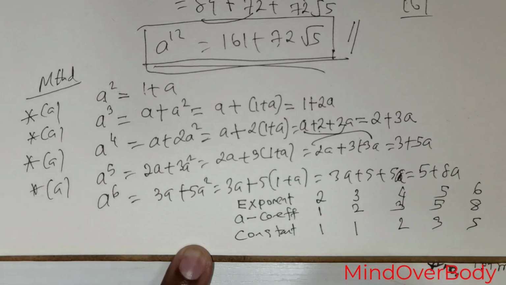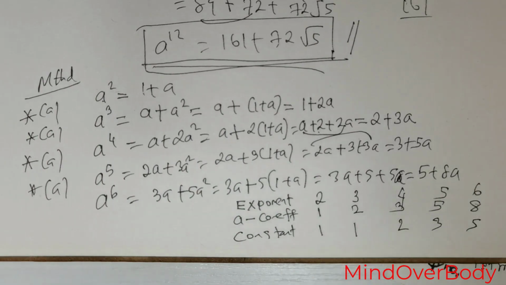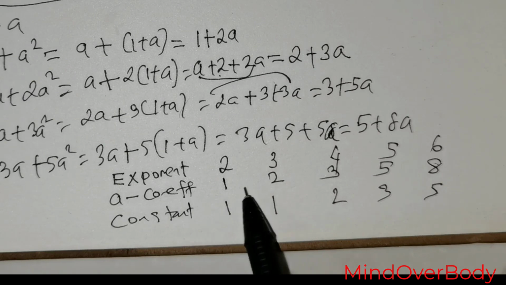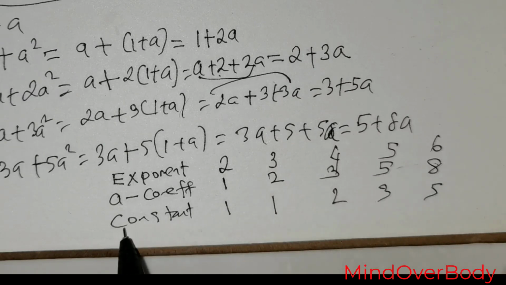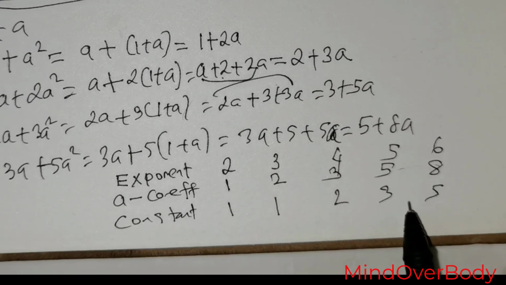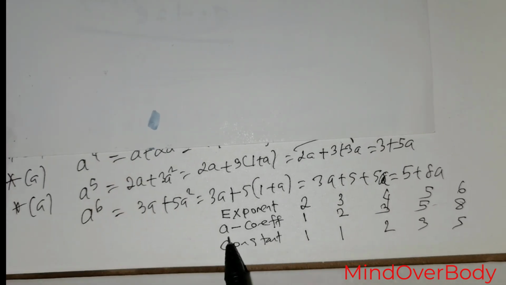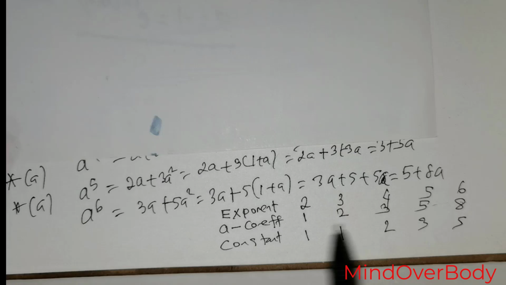So you've got this table. Now how are we going to use this table? Let me show this to you. Just observe the coefficient of a. What do you see? Observe the constant term. What do you see? Have you got that? If you observe the coefficient of a, clearly this is a Fibonacci series.